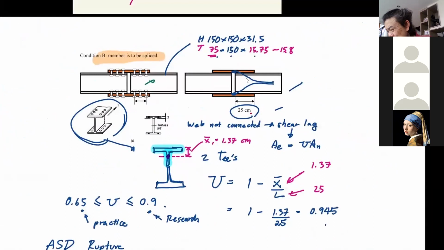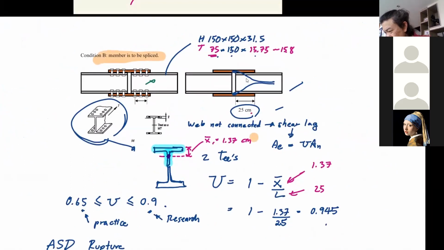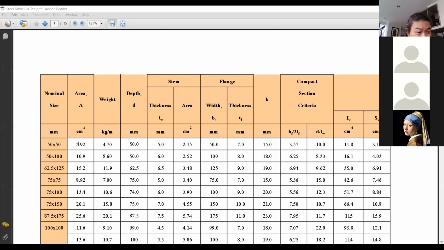This one, right? You mean this? Yeah, that one. This is the one, right? Yeah. I think I can share it now. So I'm just gonna stop this and open that file. I have posted that file for you this morning, sorry. It's this one, steel table cut T. You see, you get it from this one. I have to share it again.